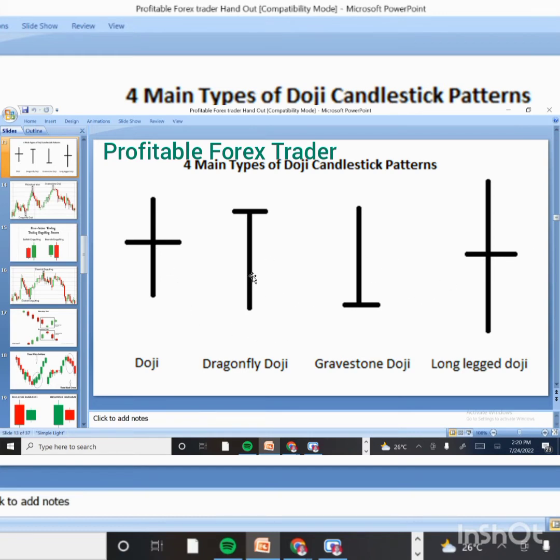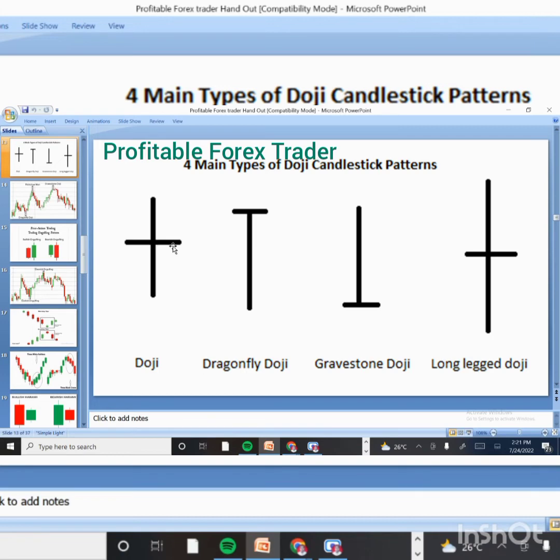All right. Now for this dragonfly doji and this gravestone doji. Now this is the buyers. The buyers push the price up and close where it opened. So there are chances that the price will continue to go up. Now for this, it was the sellers that pushed the price down to close where it opened. So there are chances that the price is going to continue to go down.